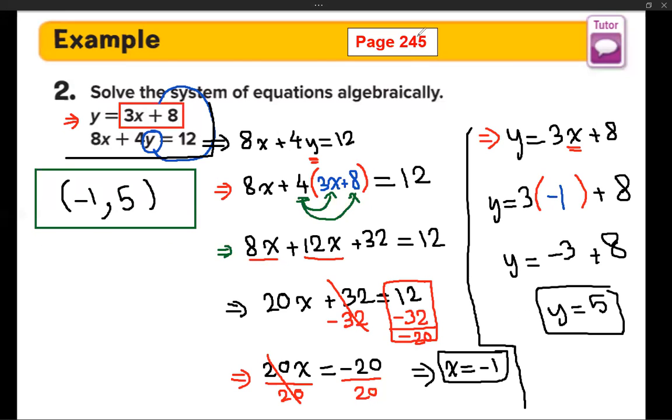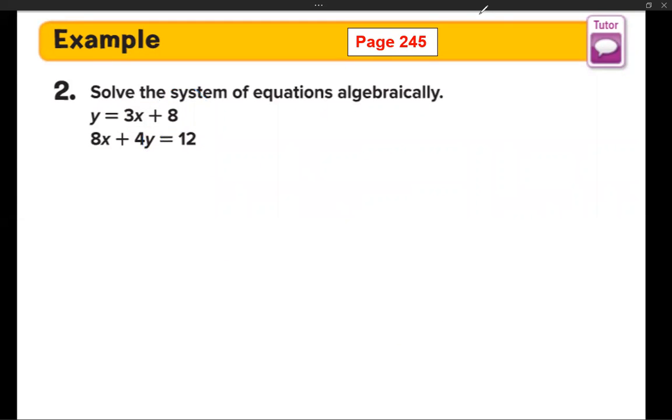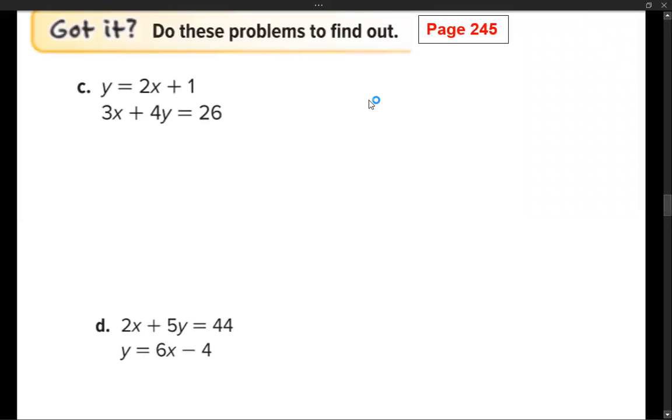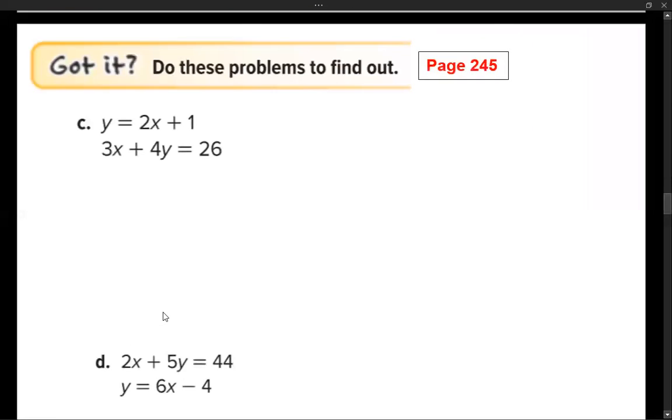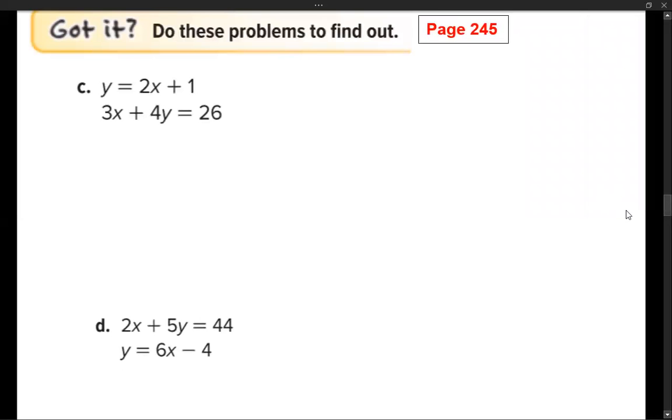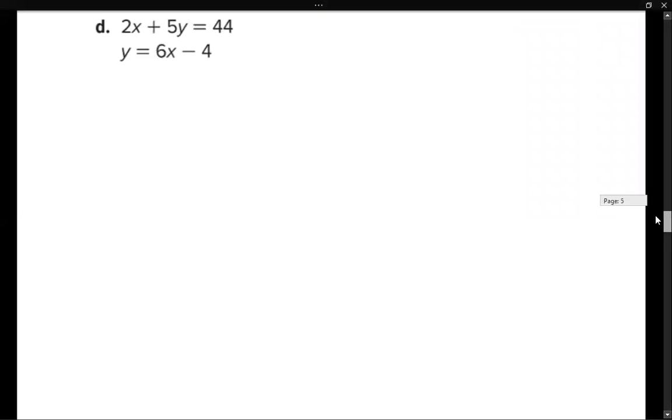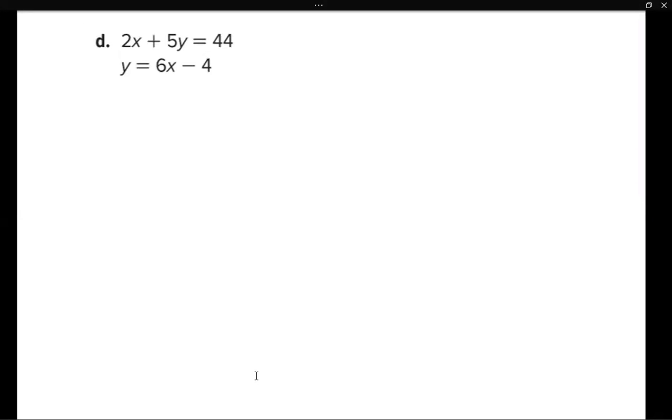Okay, let's go to the "got it" questions from the same page below this example. Let's pick one of them to solve. Let's solve part D. We are going to do the got it exercises on page 245, exercise D. I'll leave the first one for you. Part C, try it at home.